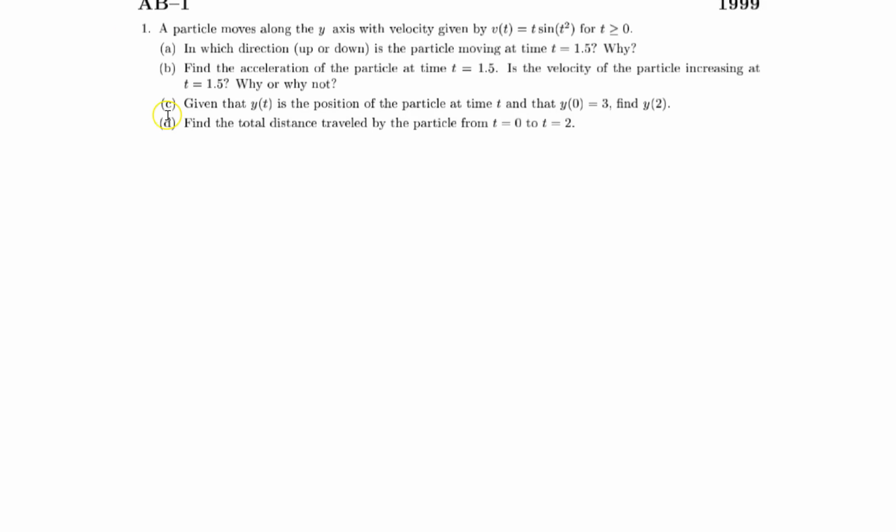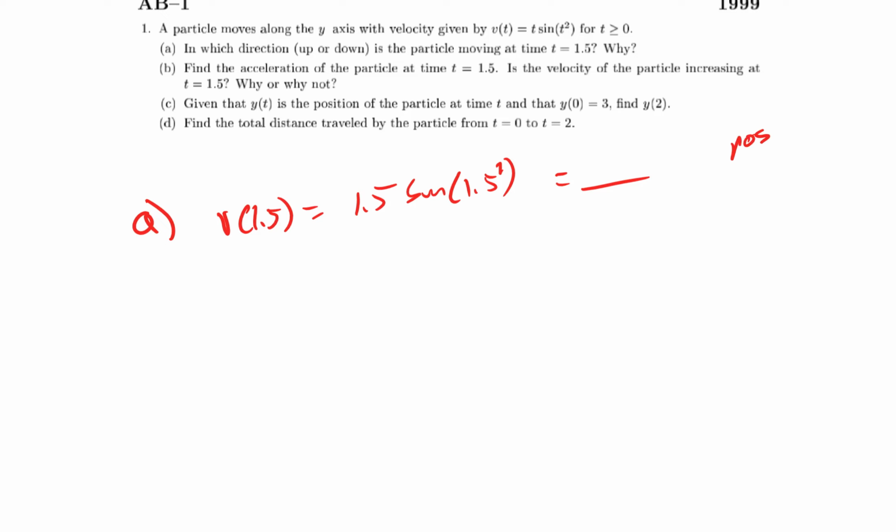The particle moves along the y-axis with velocity given by this. So it's moving up and down. And which direction, up or down, is the particle moving at time 1.5? So all we're doing for A is, right, it's about movement. So I'm plugging in my velocity. They give me velocity. Just plug it in. V of 1.5 equals 1.5 sine of 1.5 squared. Plug that into your calculator. If you get a positive, it's moving up. If you get a negative, it's moving down. That's all you have to say.